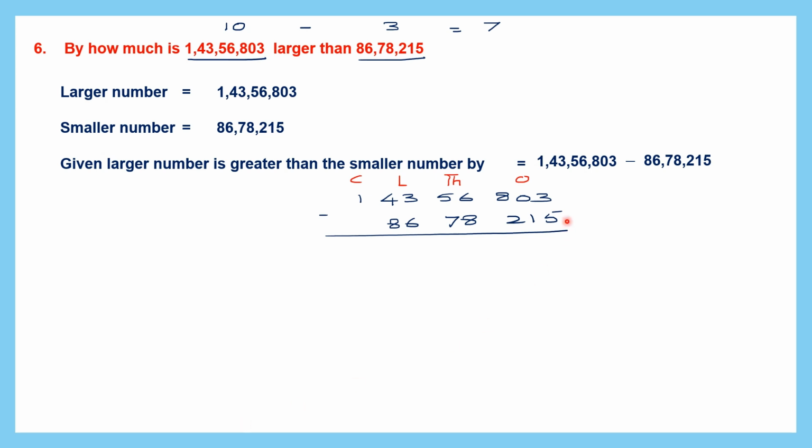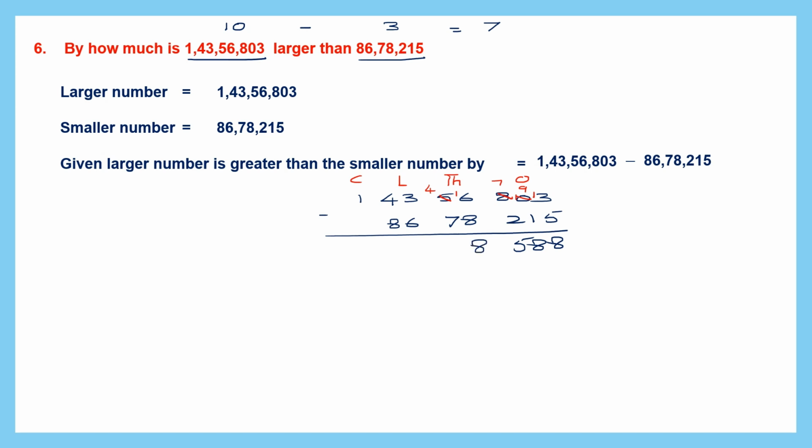3 minus 5 we can't do, isn't it? So we borrow from here. Now we borrow from 8. 8 now becomes 7. This is 10. 10 now becomes 9, and this is 13. Now 13 minus 5 is 8. Then 9 minus 1 is 8. 7 minus 2 is 5. Now we go to the thousands period. Now here we have 6 minus 8 we can't do. We are borrowing from 5. So 5 becomes 4 and this becomes 16. Now 16 minus 8 is 8. So we can write 8 here.